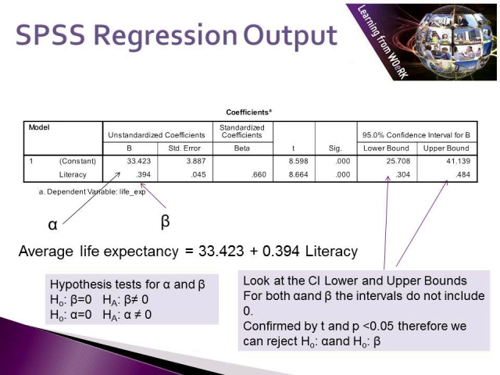Now, we can see that when we look at our t-value, it is less than 0.05, therefore we can reject H0 for alpha, and we can also reject H0 for beta as well.